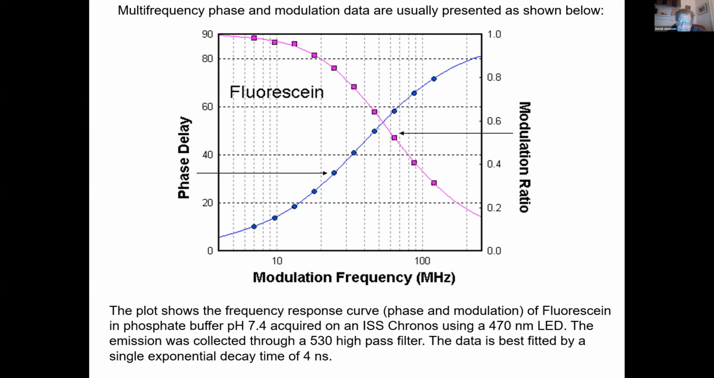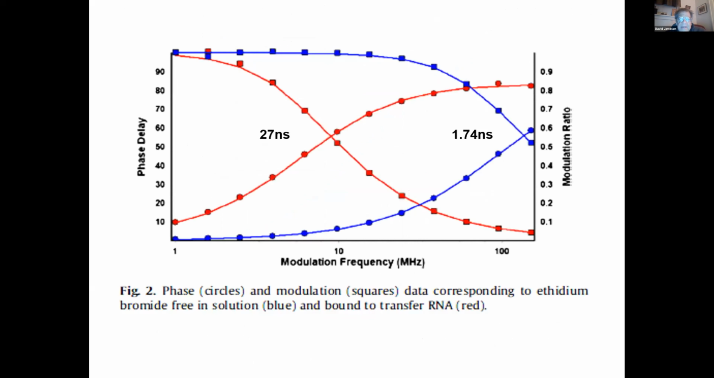You fit the data points to different models, just as you do in the time domain. And this shows you that if you have single exponential decays, they'll have the same shape. They just move back and forth along the frequency axis. Here's 27 nanosecond lifetime by phase and modulation, 1.74 nanosecond lifetime by phase and modulation. And if we were to move them along the curve, they'd be superimposable. It's just they're shifted in frequency.